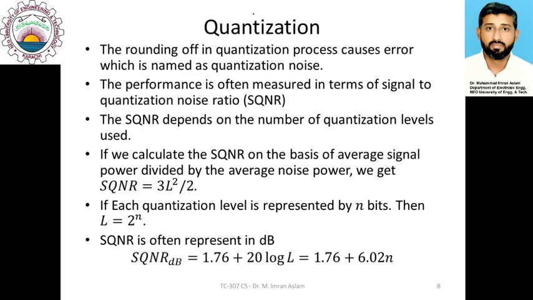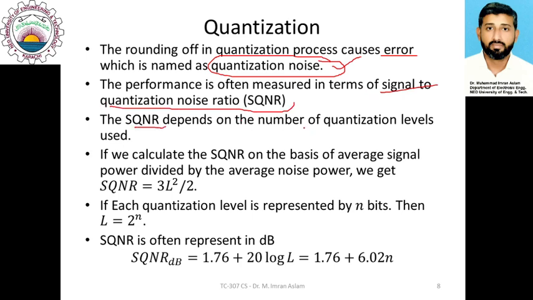So quantization is actually the rounding off process, as I just explained, but whenever we round off the sampled values, of course there will be some error in the signal. This error, which is generated in the quantization process, is generally named as quantization noise. As we have previously discussed, in the case of noise, the performance parameter is signal to noise ratio. So because we are talking about quantization noise, the performance is generally measured in terms of signal to quantization noise ratio, or SQNR.